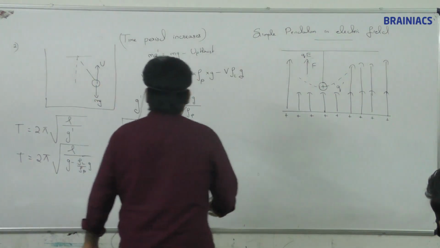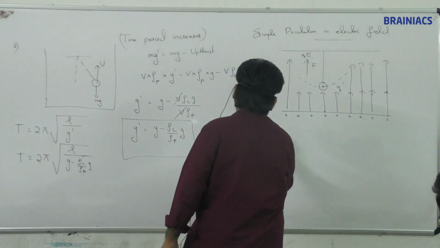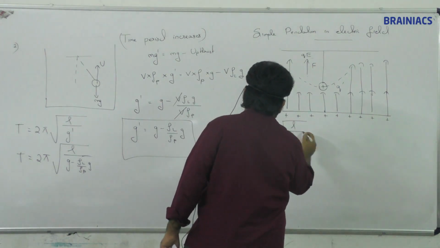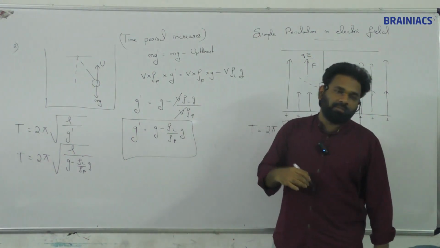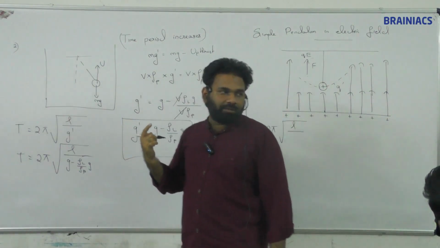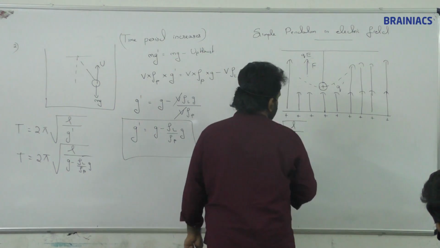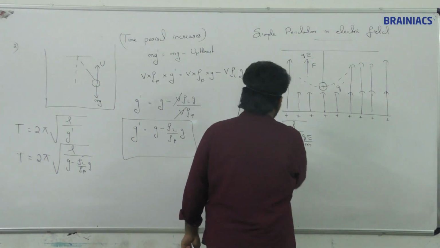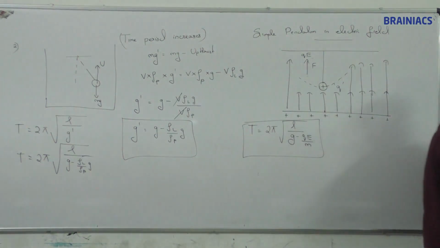So what will happen? The time period was 2 pi into root of L by G. Now this time, since the force is acting in the upward direction, we will have to subtract that also: G minus QE by M. So this will be the time period in this case.